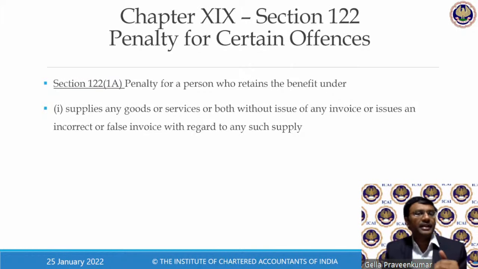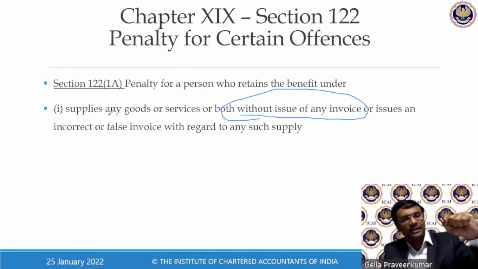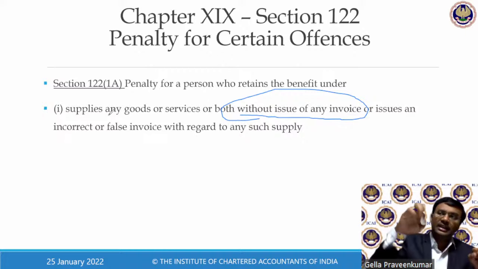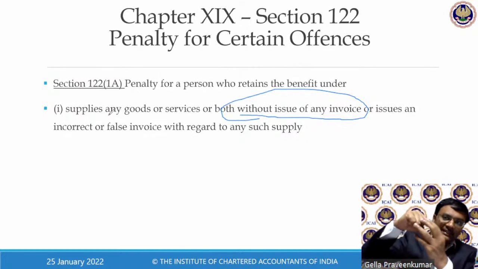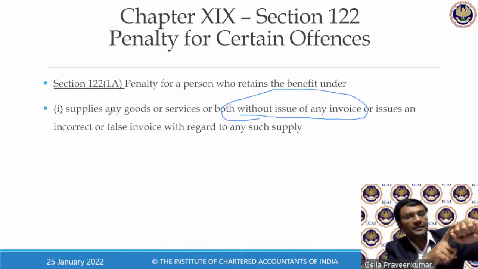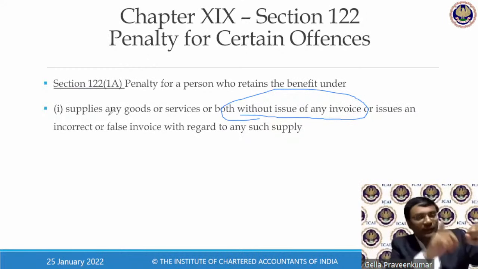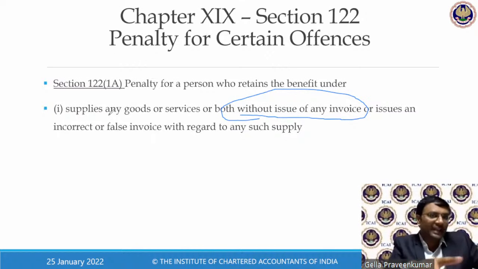A person who has retained a benefit where there is supply of goods and services without issuance of an invoice, or issues an incorrect or false invoice. Akshay supplied the goods, Praveen received the goods. Now, Praveen has retained the benefit of this. In the due course of audit, the department finds that Akshay made a mistake. Now, Praveen was not known to the respective jurisdictional officer. By virtue of the audit conducted at Akshay's premises, section 122(1A) is invoked at the end of Praveen. At the end of this slide, you will understand.